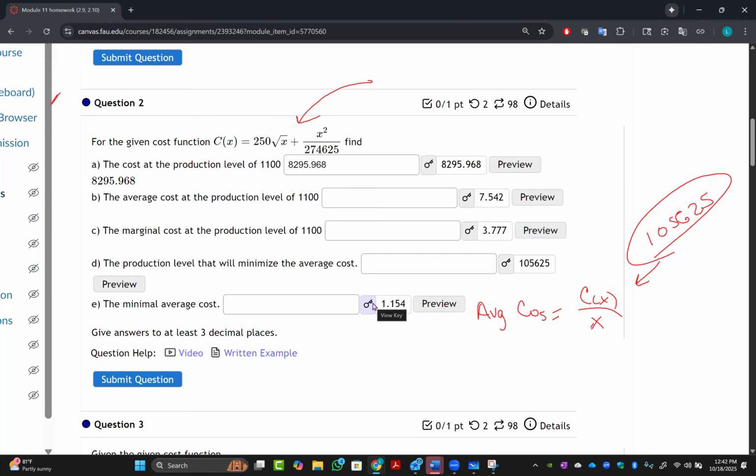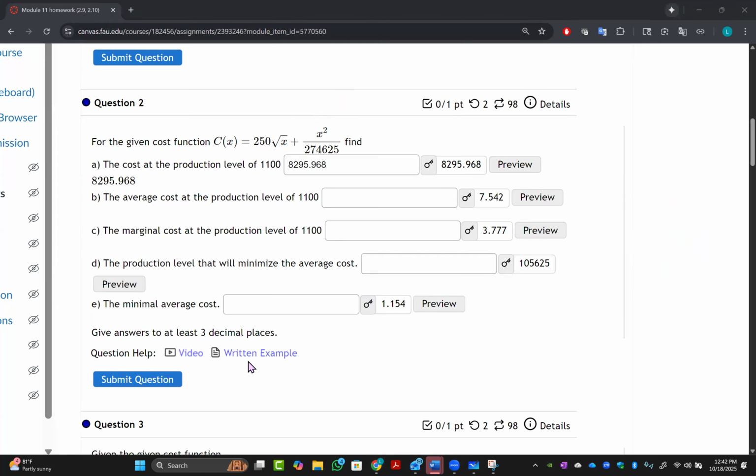I got 1.1538. Yep, 1.154. Oh, okay, great. Okay, so it's just decimal places. Okay, good. Oh, okay, that was great.